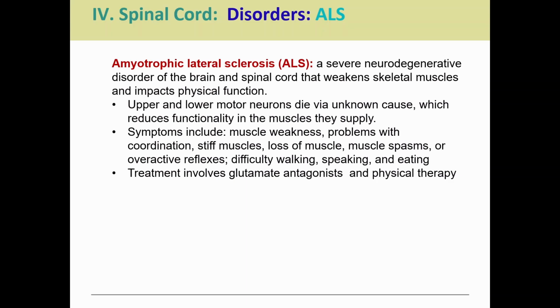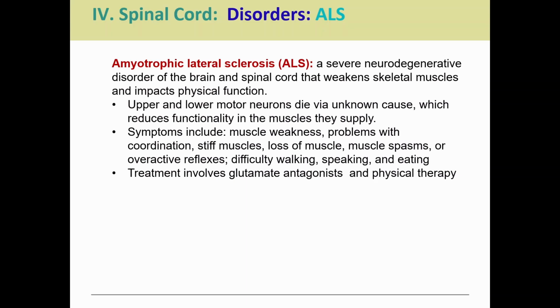But the motor neurons do die, and so the muscles that are serviced by those motor neurons can no longer communicate with the spinal cord, can no longer communicate with the brain, and so those muscles are no longer able to be used. So this leads to muscle weakness. They have trouble coordinating, their muscles may be stiff, they lose muscle because they're not using it, so their muscles atrophy. It can lead to spasms or reflexes just going off. They have problems with more complicated actions like walking, talking, eating.